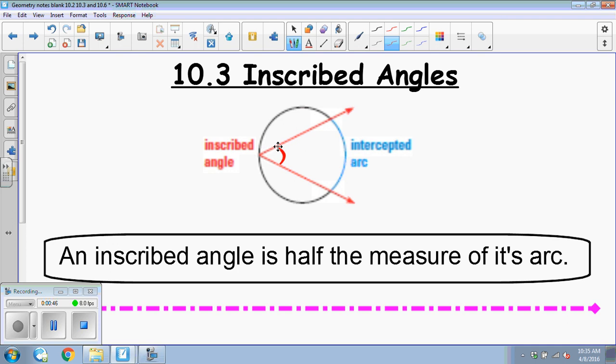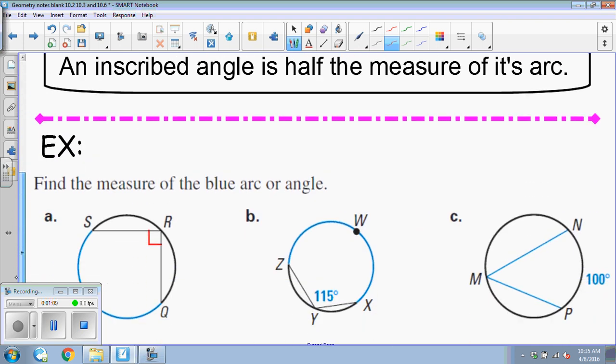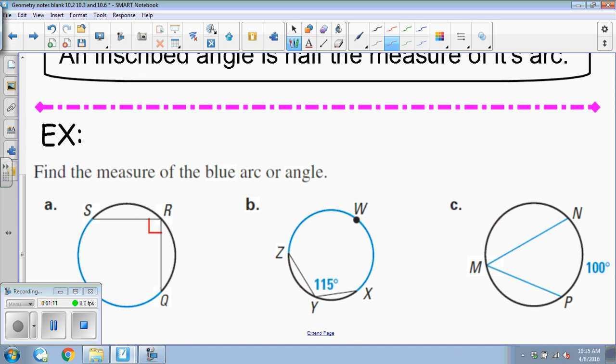Okay? Think about it, it's a lot further away, so it's a lot smaller. Okay, when you make an angle, the further out you go, the bigger the arc is. So an inscribed angle is half the measure of its arc. All right? That is basically going to be the basis of all of these problems. So let's look at a couple of easy examples.